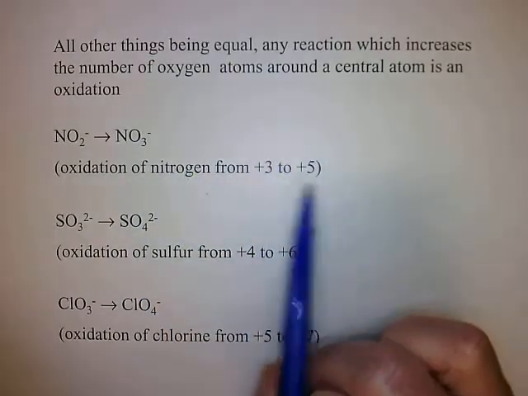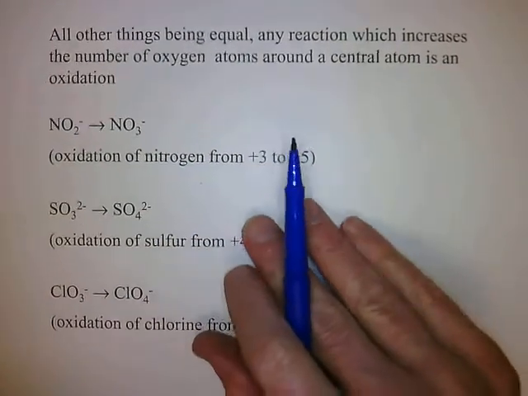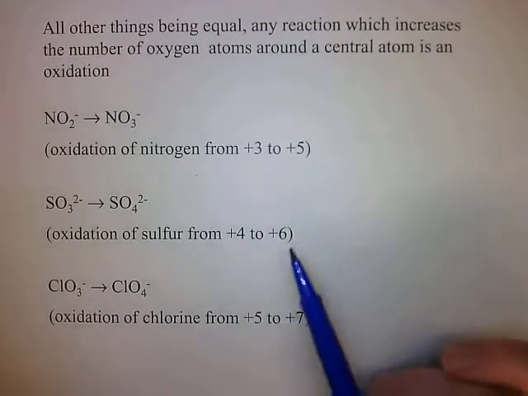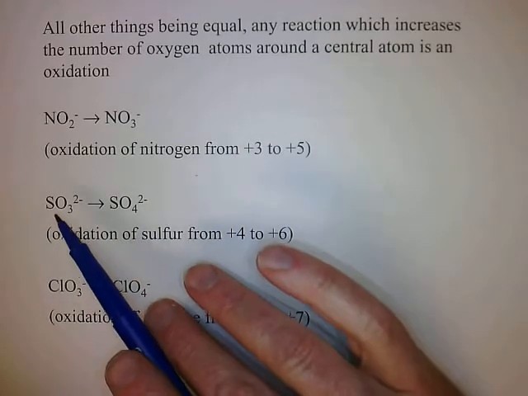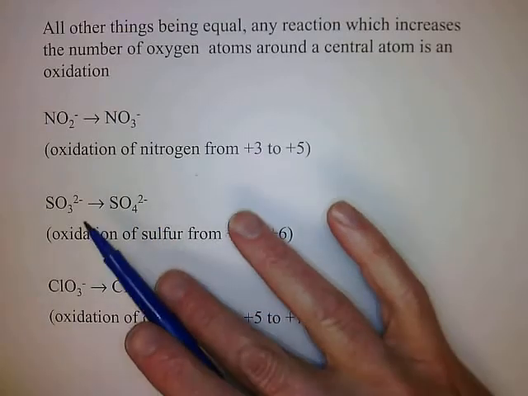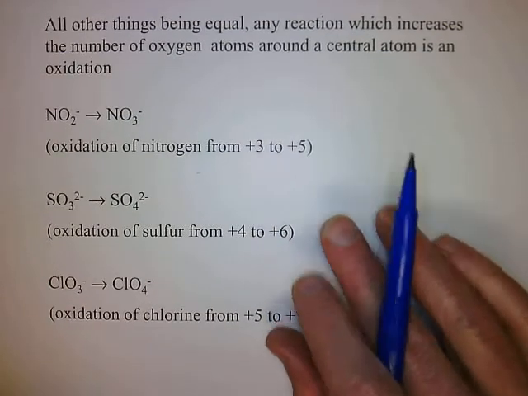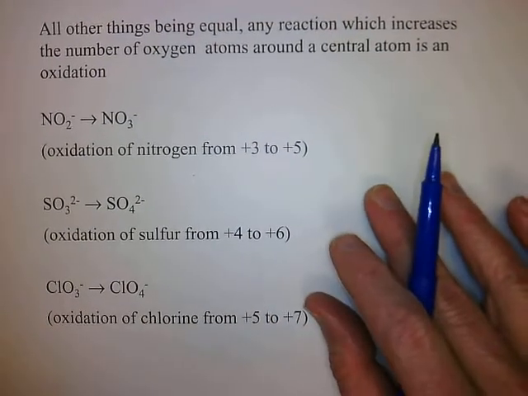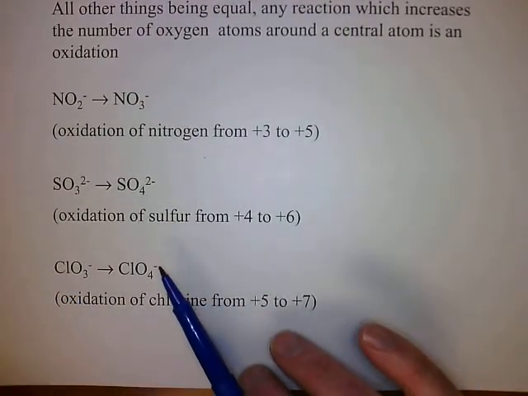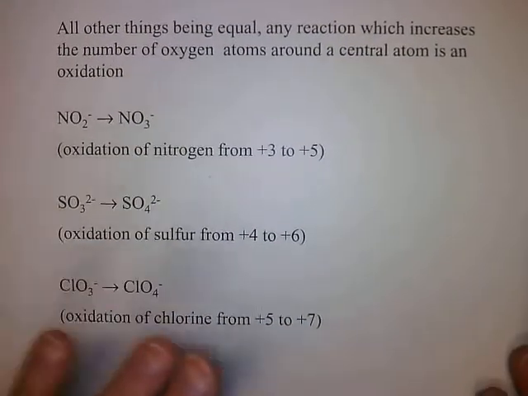If you work it out, we did work it out a couple slides ago, that's oxidation of nitrogen from +3 to +5. Or if you go sulfite to sulfate, same thing, same central atom, same charge, that's oxidation of sulfur from +4 to +6. Or what about chlorate to perchlorate, that's oxidation of chlorine from +5 to +7.